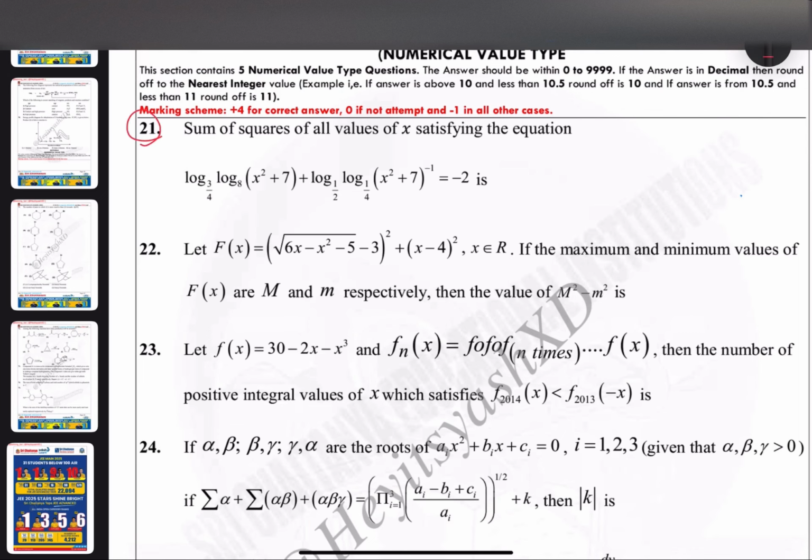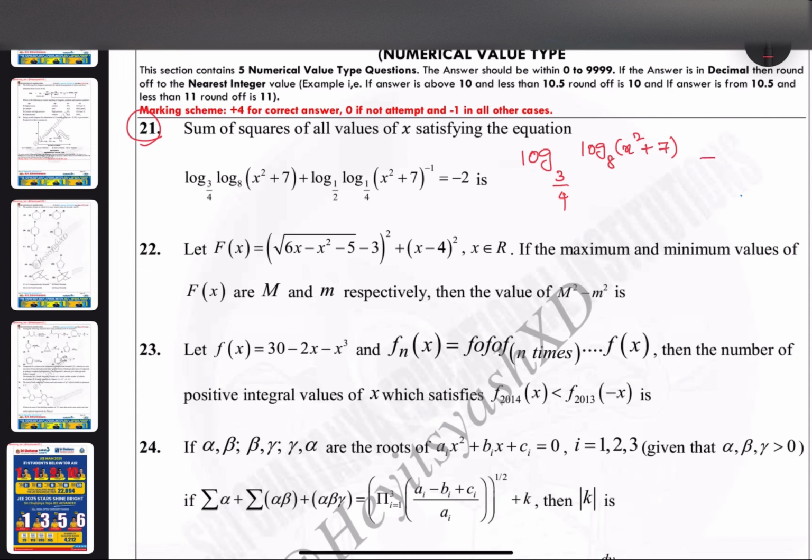The sum of squares of all values of x satisfying the equation. So we have to find the sum of the squares of all the values satisfying the equation. Okay, first, log. Logarithms is a very important concept for both your mains and advanced, so spend some time on learning all the ways to solve these logarithm questions because this will help you a lot.